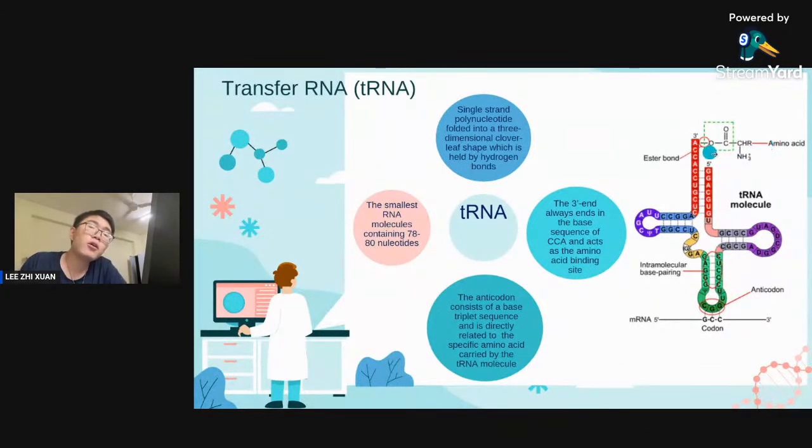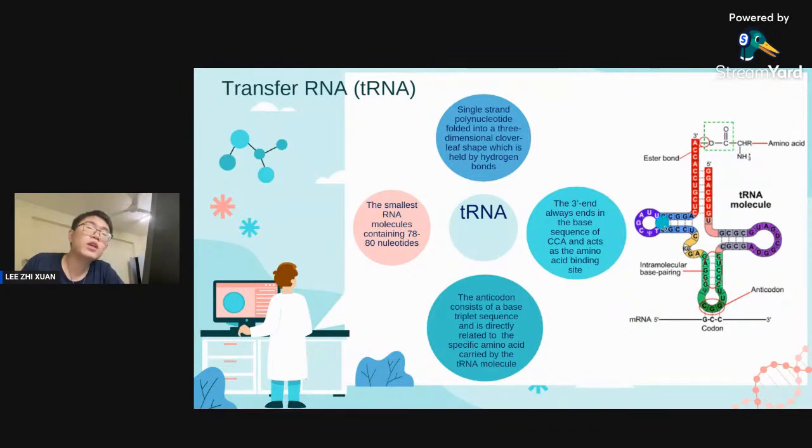Which amino acid will it bind? Because we know that there are 20 types of amino acid in the world, right? So which amino acid will bind to it? Methionine, lysine, or aspartic acid, and others.